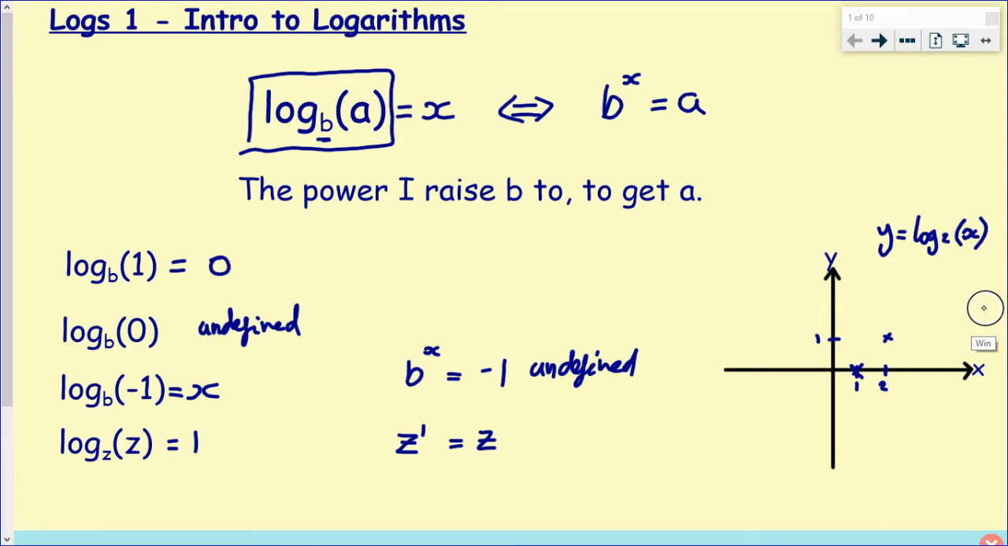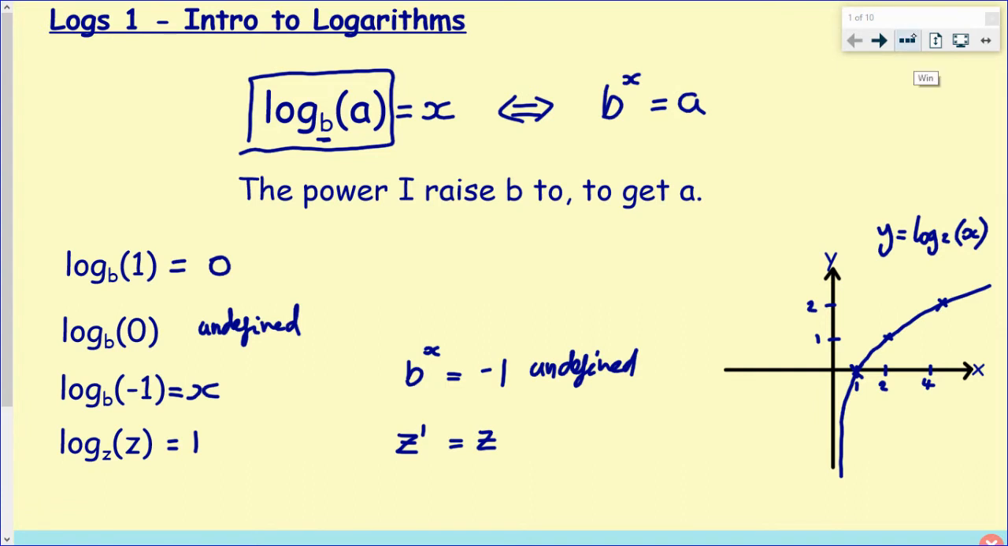And then we keep going up. So if we have, let's say, 4, what power do I have to raise 2 to get 4? We're going to get the answer 2. And then 8 is going to be 3, and so on. And so what we get is a curve that looks a bit like this.